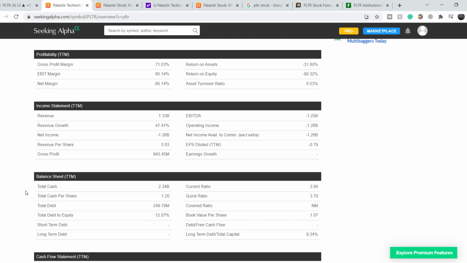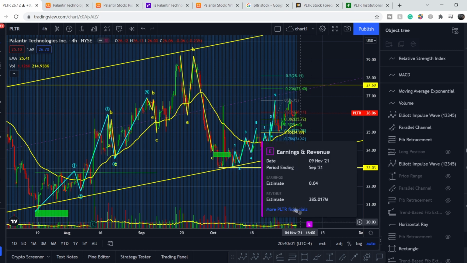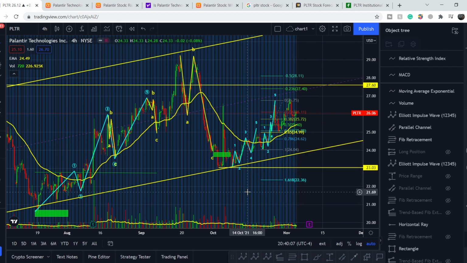And on top of that, in just several sessions, on November the 9th, we will see their earnings report right here, as you can see. And this earnings report might be a very good catalyst for the price of this company, because we don't have any catalysts at all for now. That's why our price action is pretty much moving sideways, and we don't have much volume with this movement. This means the market is waiting for new catalysts.